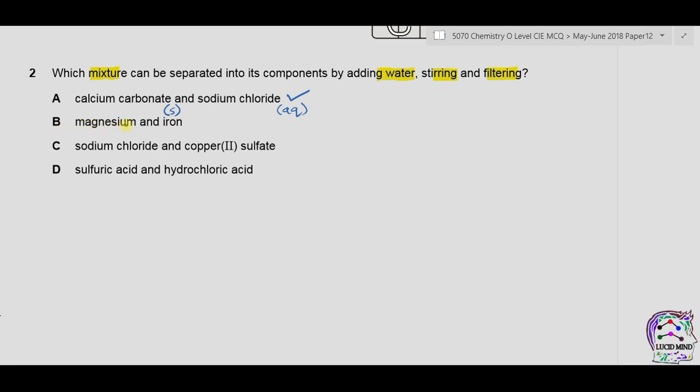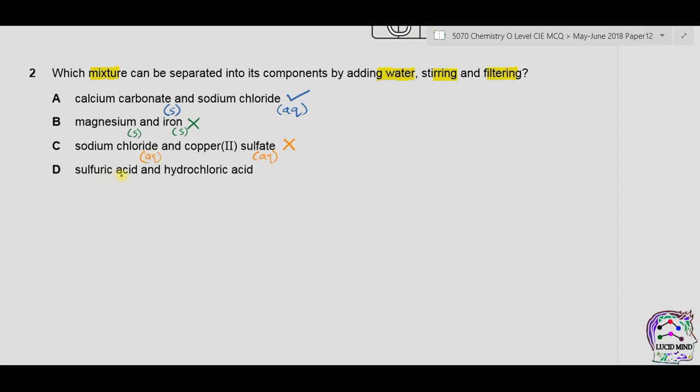In part B, we have magnesium metal and iron metal. Now both magnesium metal and iron metal are insoluble in water. So therefore, as none of them is soluble, they cannot be separated by adding water, stirring and filtering. Option C, we have sodium chloride and copper 2 sulfate. Now sodium chloride and copper 2 sulfate both are water soluble, so therefore they cannot be separated by dissolution in water and filtration. So option C is also incorrect.